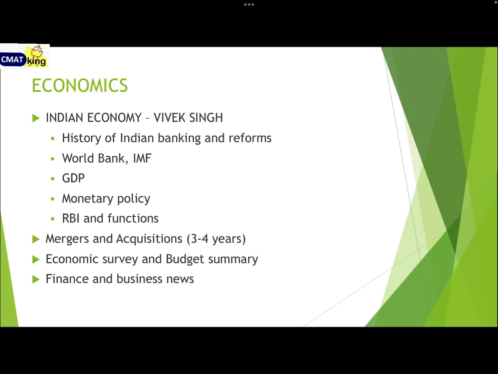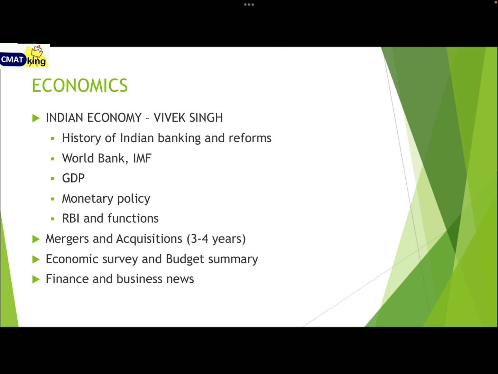Then the second important topic is mergers and acquisitions, which have happened in the corporate sector in the previous 3 to 4 years. Next would be the economic survey and budget summary. You have to read only the summary. Again, you can go to Google and type in economic survey summary, and you will get maybe a PDF of 15 to 20 pages which you have to go through.